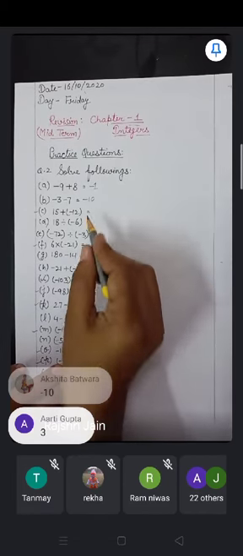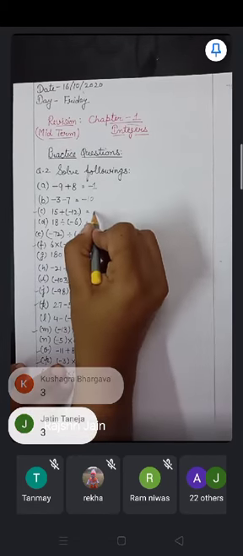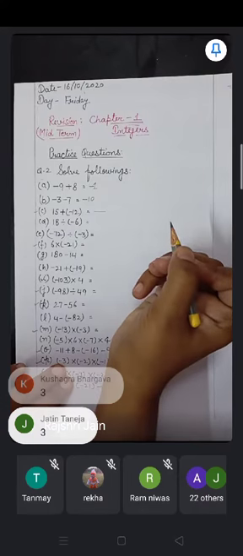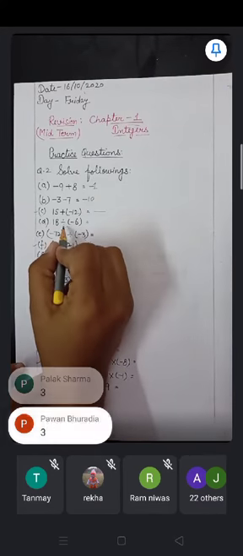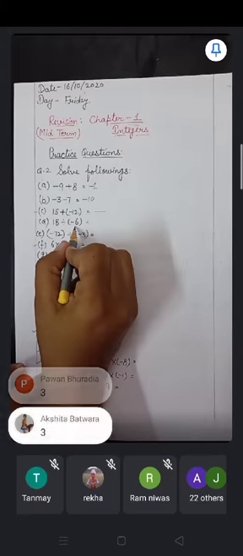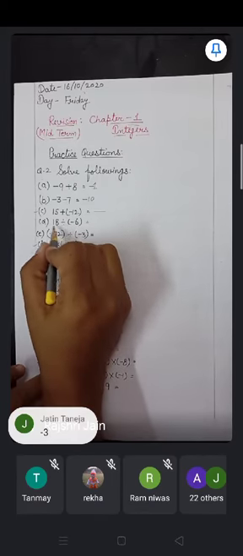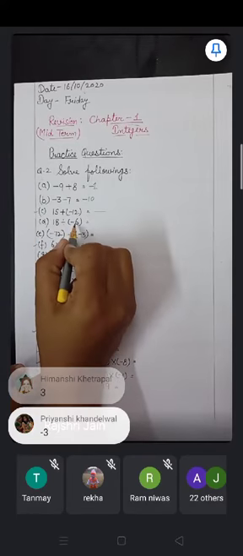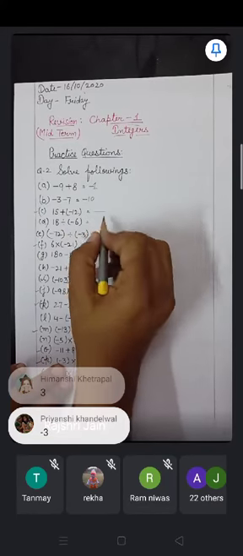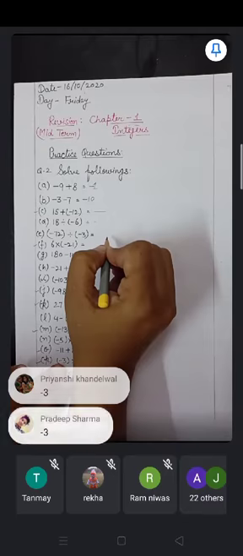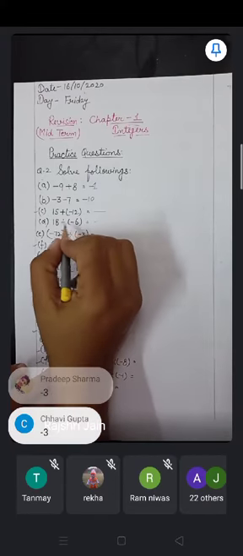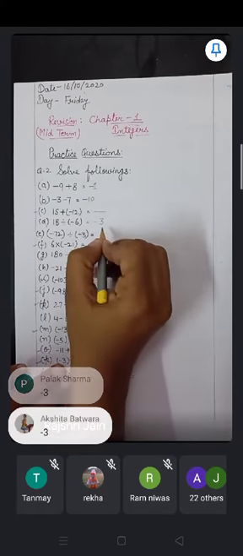Okay. C part you have to do yourself. You have to do yourself in classwork. D part, 18 divided by minus 6. So you can see it is division, and whenever the signs are opposite, 18 is plus and 6 is minus, then minus sign will come in the answer, and just divide 18 by 6, it will be 3, so it will be minus 3.